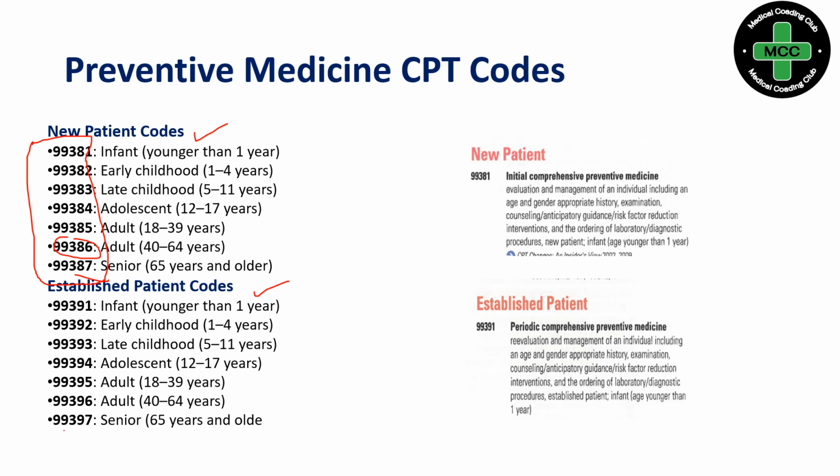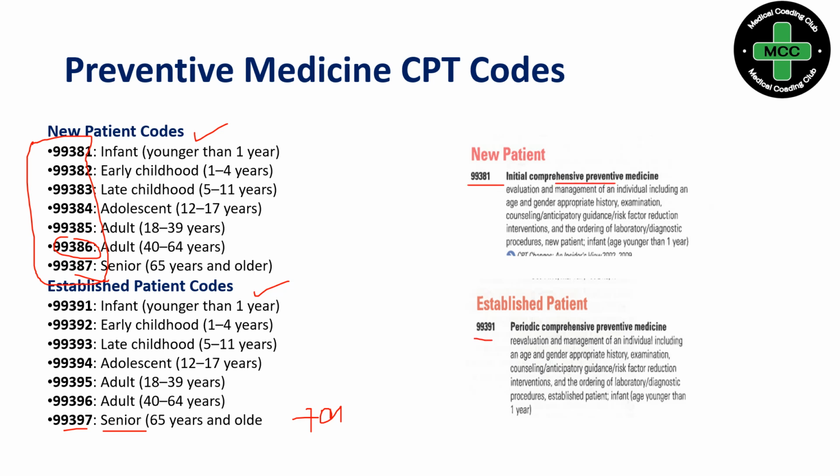Same way senior, say for example patient is a 70-year-old patient, came for re-evaluation, so 99397 we have to bill since the patient is senior, above 65 year. And see the complete code description, 99381 and 391.